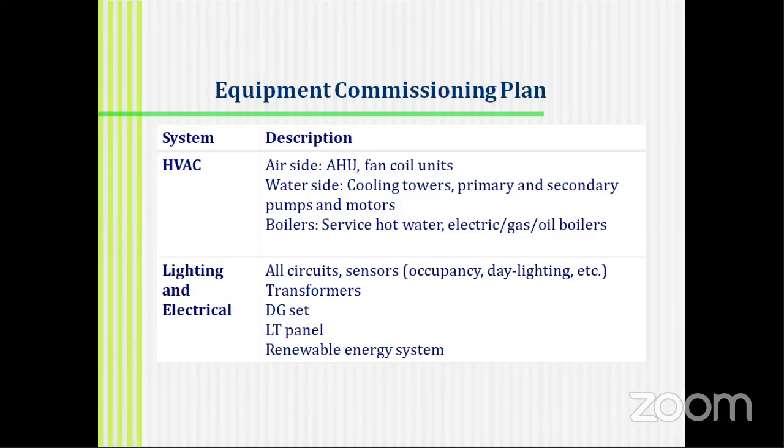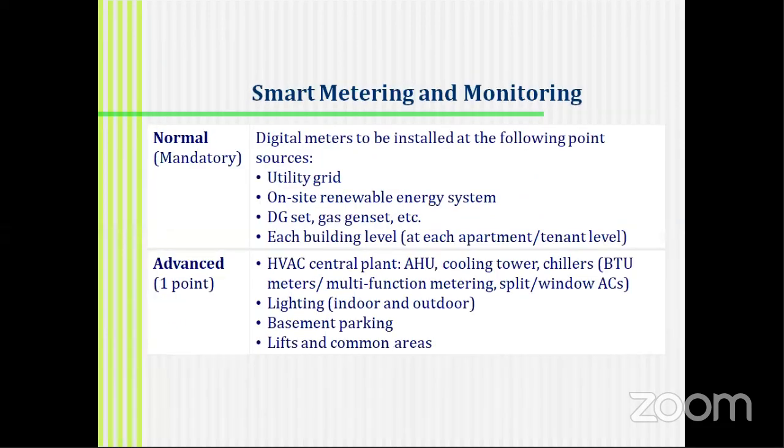We have lots of HVAC systems in the building, lots of lighting and electrical, even renewable energy. All of these require commissioning to ensure that they are as per the design. They should be validated for performance post installation.